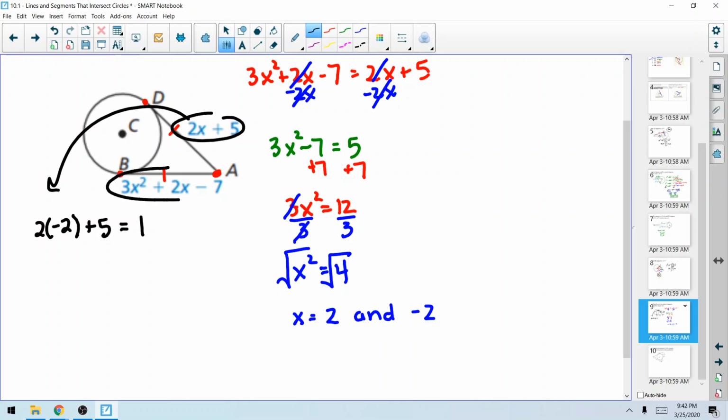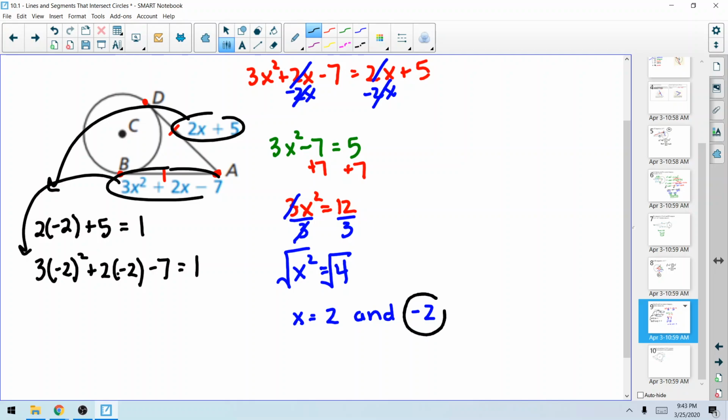Okay, so now we got to check out this one and see if we get the same thing. So 3 times negative 2 squared plus 2 times negative 2. Is that a minus 7? Minus 7. So let's see. 3 times negative 2 squared, that's 12. Minus 4 minus 7 is also 1. Well, those are the same. That answer works.